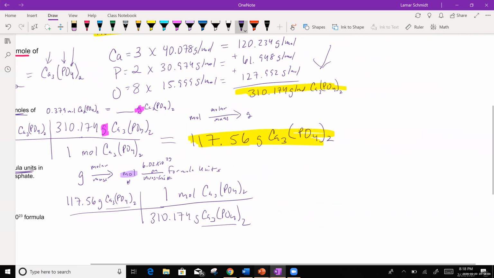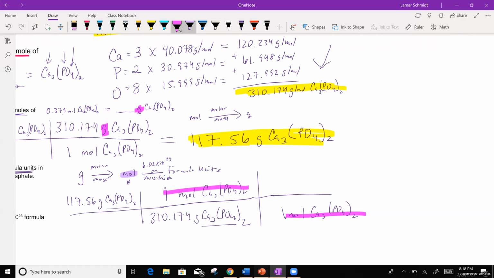We use Avogadro's number. So now if we have 1 mole of calcium phosphate, this is a no-brainer. I know these units are always the same. I'm looking at the units: grams of calcium phosphate, grams of calcium phosphate, moles of calcium phosphate, moles of calcium phosphate. And now I'm just going to take this to the next level. How many formula units are in calcium phosphate? Well, we're using Avogadro's number, which is 6.02 times 10 to the 23rd.